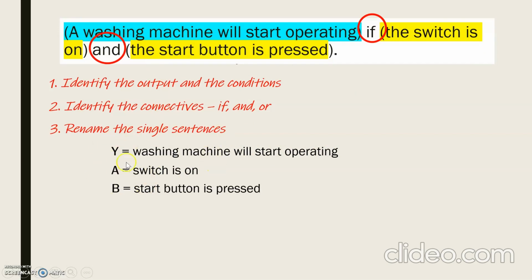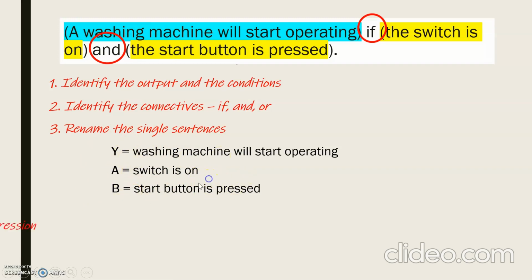Alright, why do we have to rename using these variables? This individual sentence is actually called a proposition, something that will become true or false, right? So this sentence we want to represent as a Boolean expression. We need to replace them with variables like Y, A, B, C, and so on. That's why we should rename the single sentences, and you should write this because we want to know what is Y, what is A, and what is B.